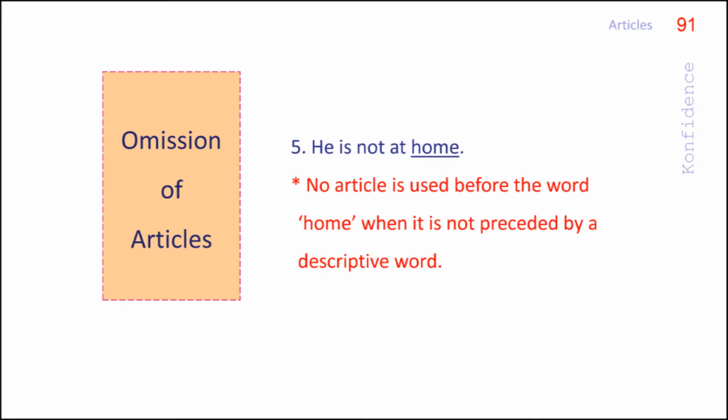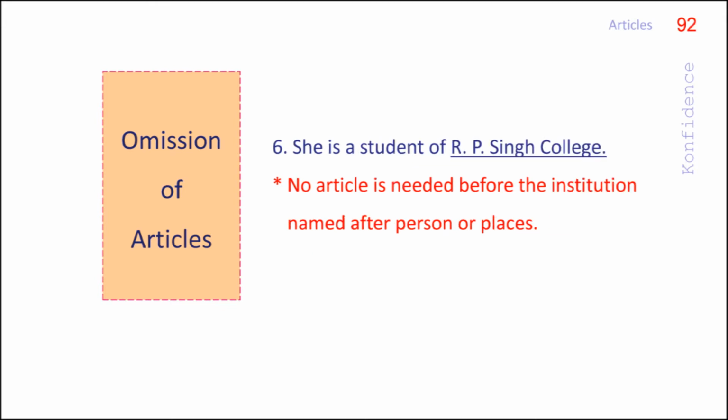No article is used before the word home when it is not preceded by a descriptive word. In the fifth sentence, the word home is preceded by the preposition at. So, no article is used before home. In the final sentence, an institution's name, R.P. Singh College, is mentioned. And the rule is that no article is needed before an institution named after a person or places.